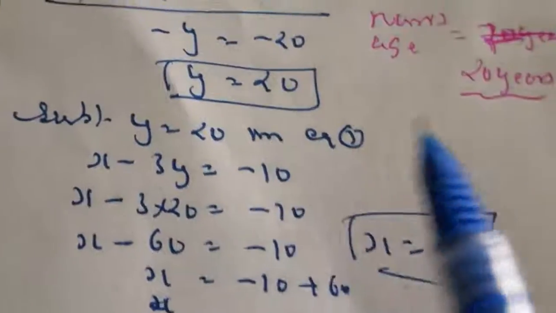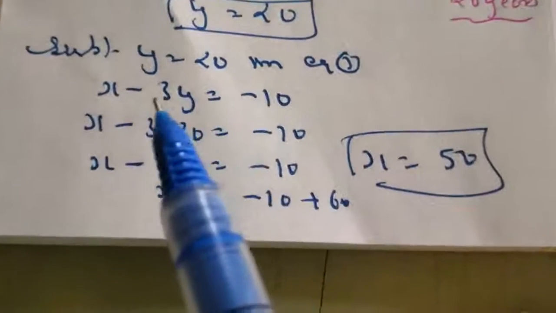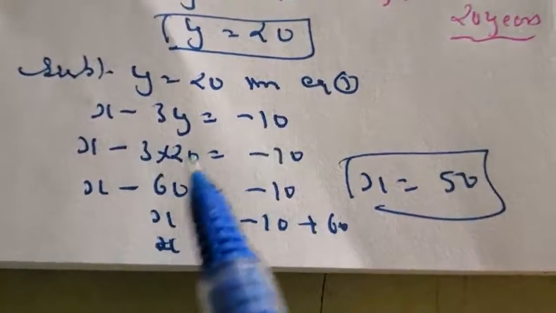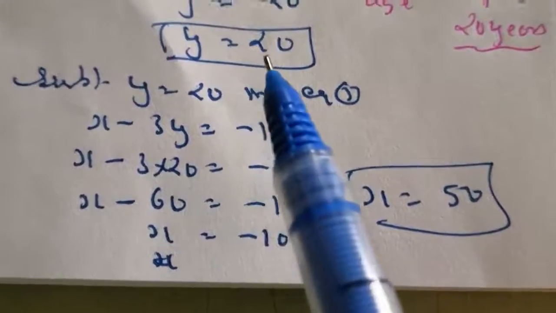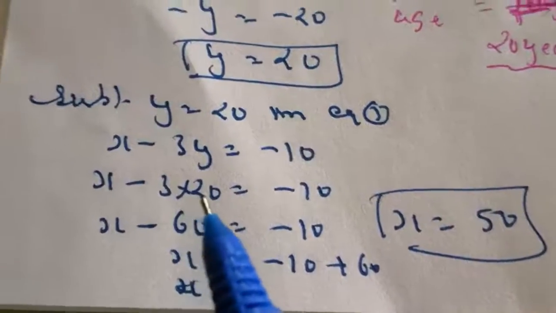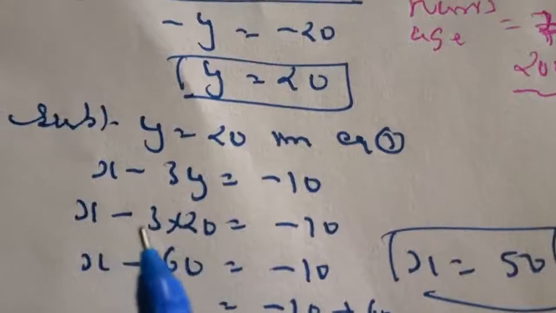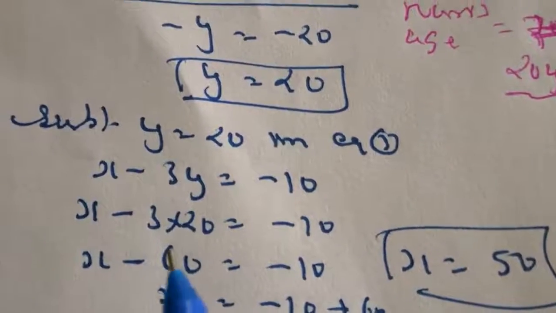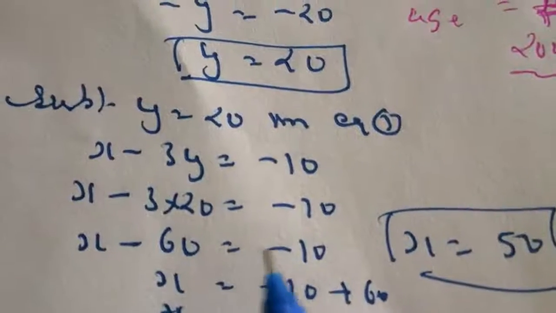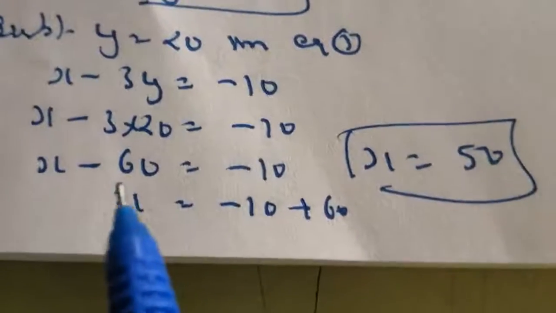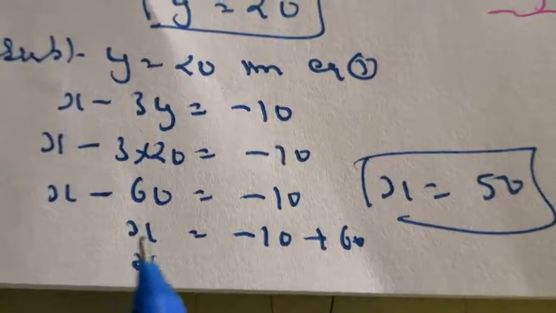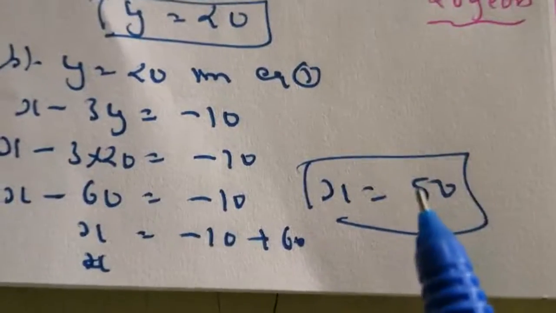Substituting Y is equal to 20 in equation 1. X minus 3Y is equal to minus 10. So the value of Y as we have got is 20, so I am putting Y is equal to 20. So X minus 3 into 20 is equal to minus 10. X minus 60, that is X minus 60 is equal to minus 10. Shifting minus 60 to the right hand side, it becomes plus 60. So X is equal to 50.